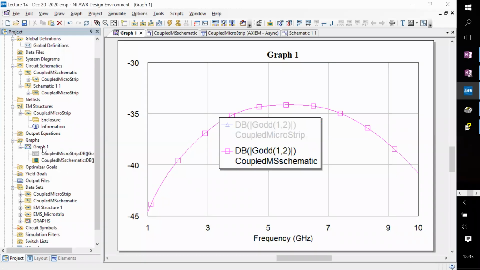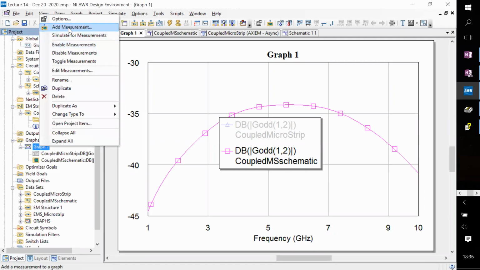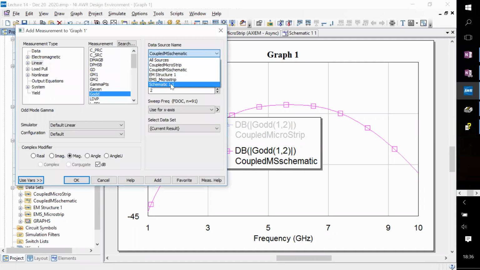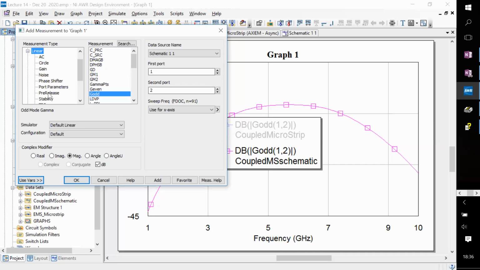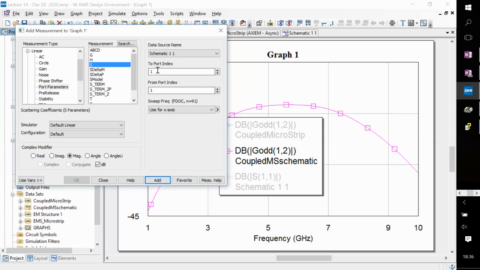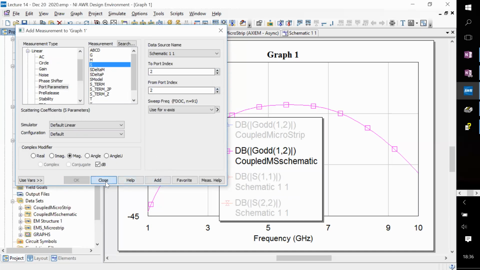Okay, so I'm going to add that measurement here in the same graph. So this is now schematic 1.1. And now I will not use this G odd G even because I've already done that. So I'm just going to use standard port parameters, S parameter, S11, magnitude in dB. That is going to be the equivalent of the even mode reflection coefficient. And then S22 for the odd mode.